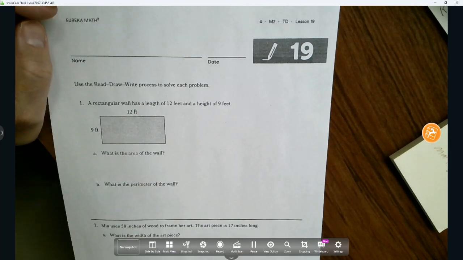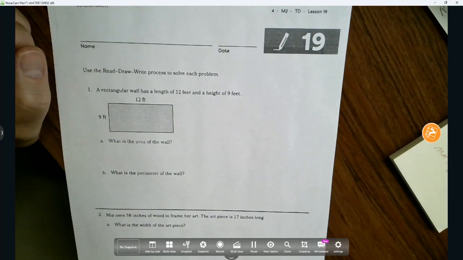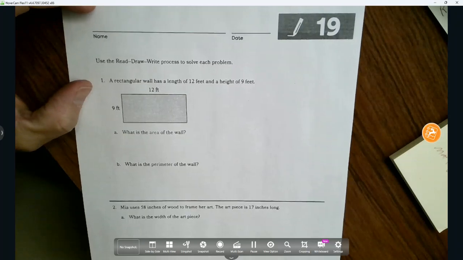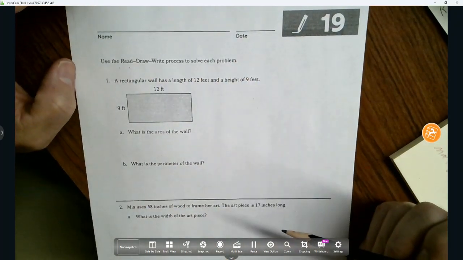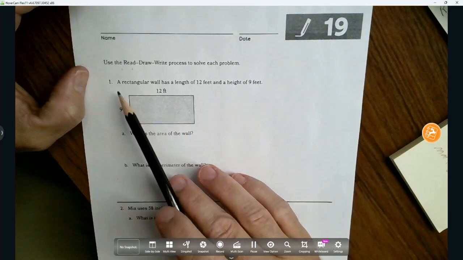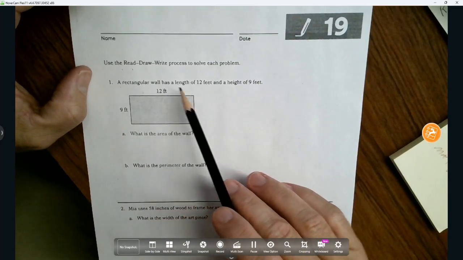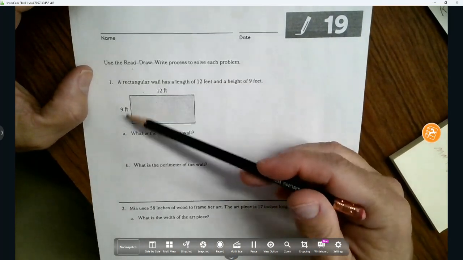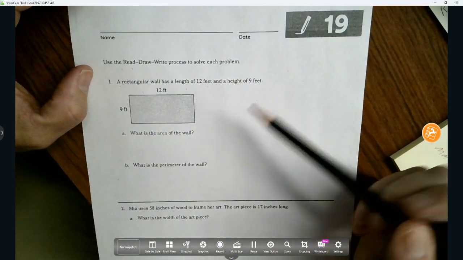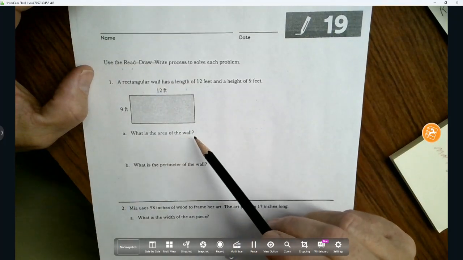All right. This is Eureka Squared Math, Module 2, Lesson 19, Homework Helper. All right, let's look at tonight's homework. Use the read, draw, write process to solve each problem. It says, a rectangular wall has the length of 12 feet. Length is across. And the height, how tall it is from the floor to the ceiling, of 9 feet. What is the area of the wall?